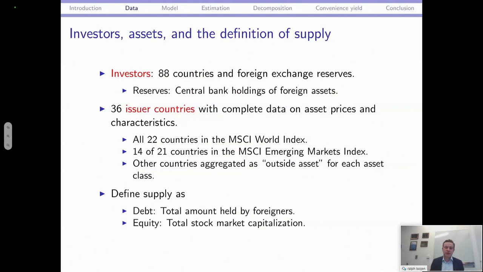That's not true for equities. So for equity, what is held internally counts as wealth, but that's not true for debt. So total supply of debt is whatever is held externally. Equity is total market capitalization.